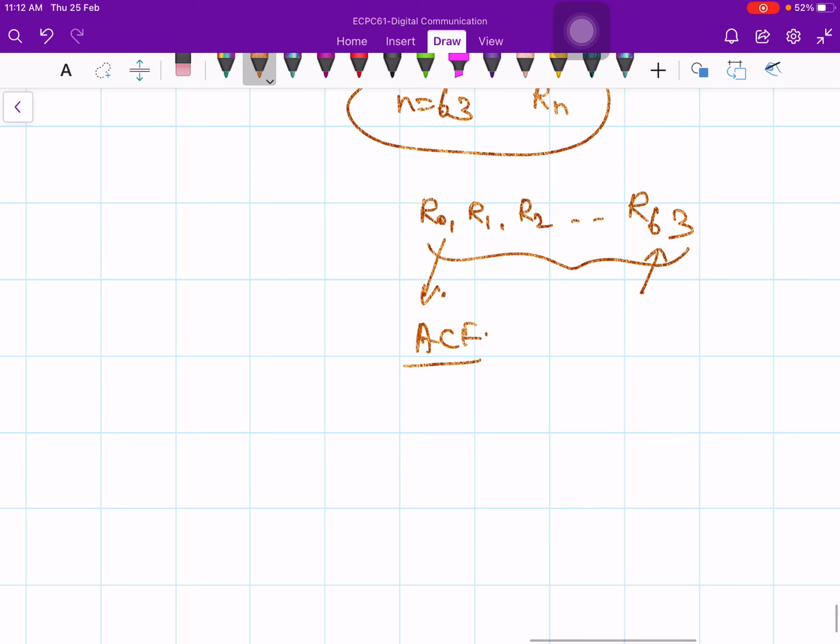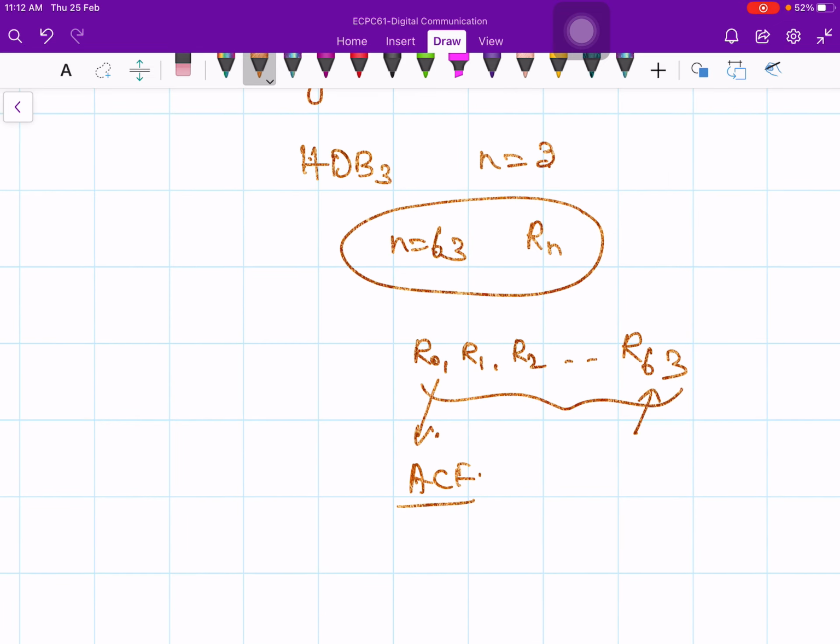So let me stop at this point. Maybe in the next lecture, let me compare the spectrum of HDB encoding with other existing codes like Manchester and bipolar codes. Let me stop here.